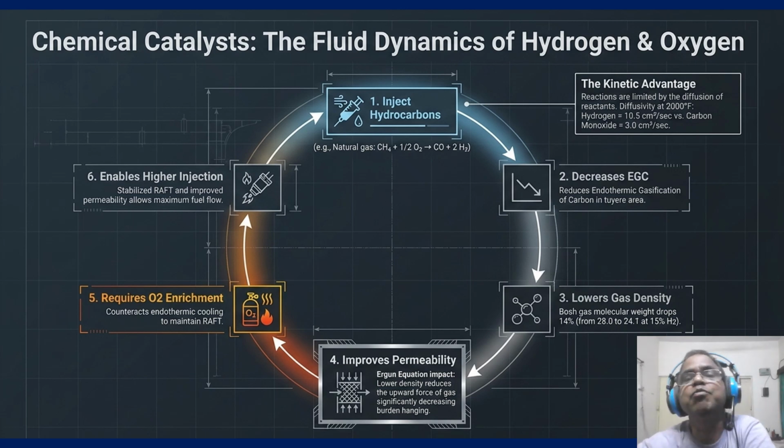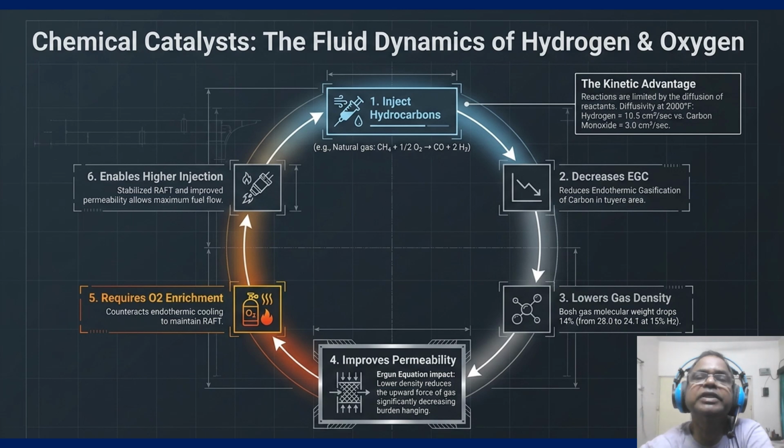The lower gas density reduces the upward force of the gas, which significantly decreases burden hanging and improves the permeability. This allows us to push even higher injection rates and more oxygen. So we use hydrogen as a chemical catalyst to thin out the gas phase, enabling us to drive the furnace harder while maintaining a stable descending stock line. It's the ultimate tool for unlocking productivity.